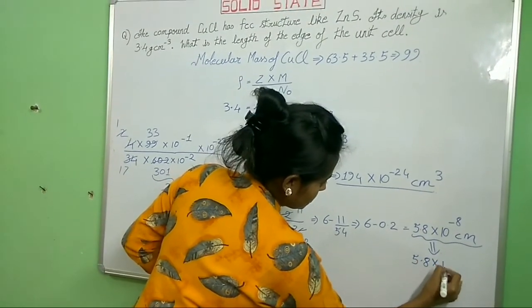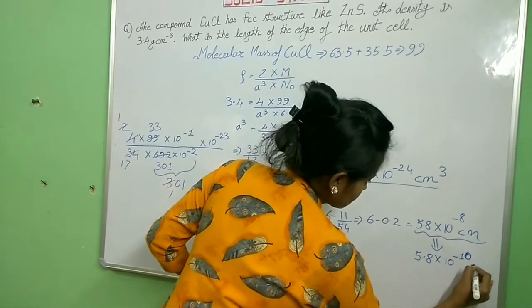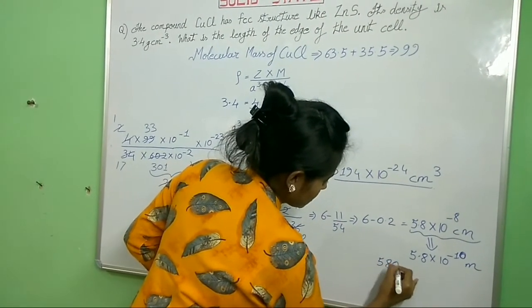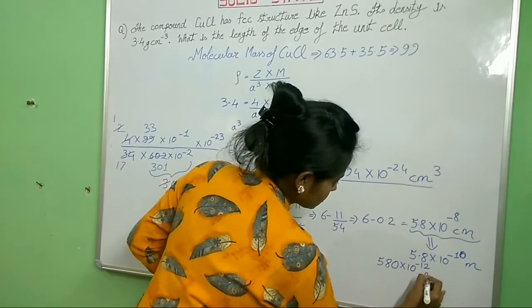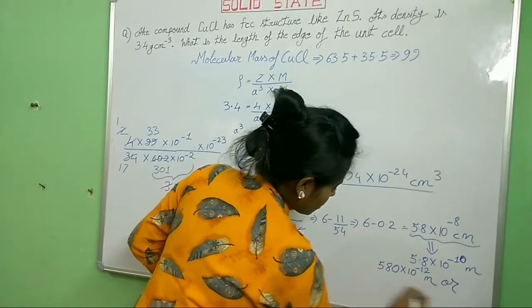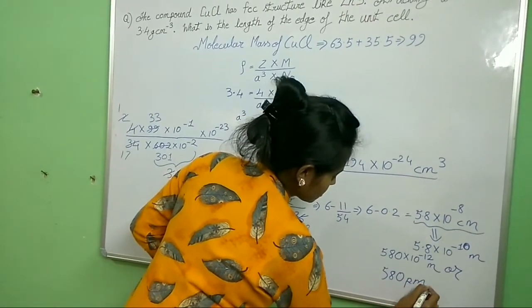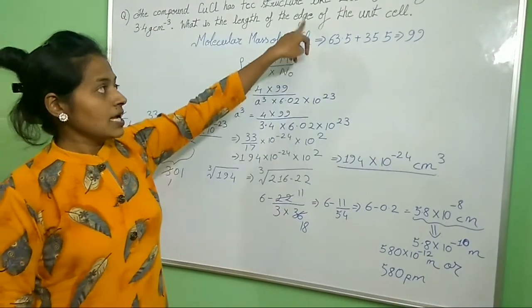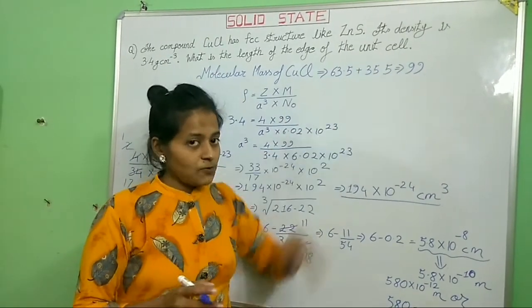0.8 into 10 to the power minus 10 meter, or 580 into 10 to the power minus 12 meter, or 580 picometer. So this is the final answer. 580 picometer is the edge length of the unit cell. Hope you all have understood, and I will come up.